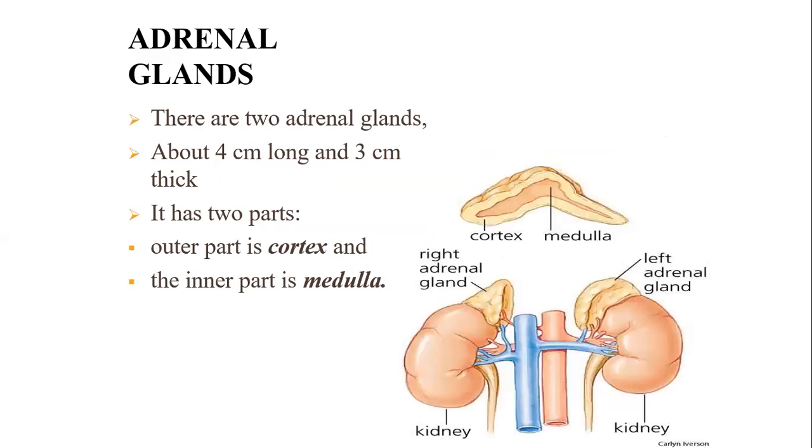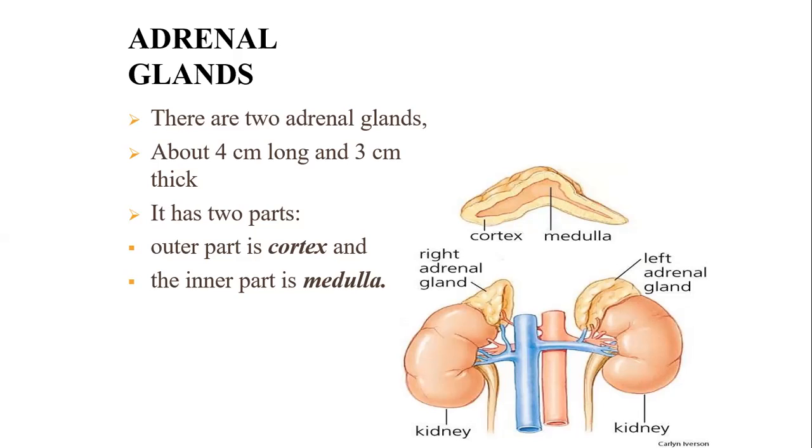The next gland, adrenal gland. There are two adrenal glands. That means there is a pair of adrenal glands which are present above the kidney. These are small yellowish glands which are present above the kidney. Hence, they are named as adrenal. That means they are supposed to be added over the renal gland. So, hence, named as adrenal gland.